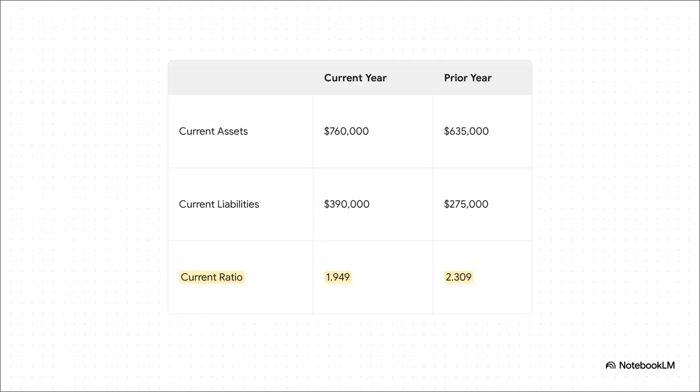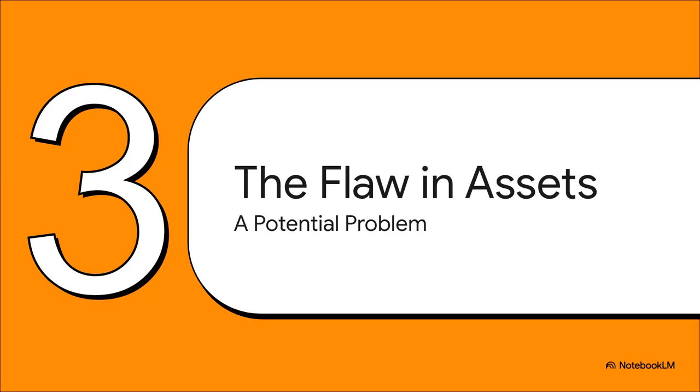Okay, let's look at our example company here. For the current year, its ratio is about 1.95. What that means is for every $1 of debt that's coming due, the company has about $1.95 in current assets to cover it. Now, on the surface, that sounds pretty decent, right? But maybe we shouldn't jump to conclusions just yet. And this is where things get interesting.